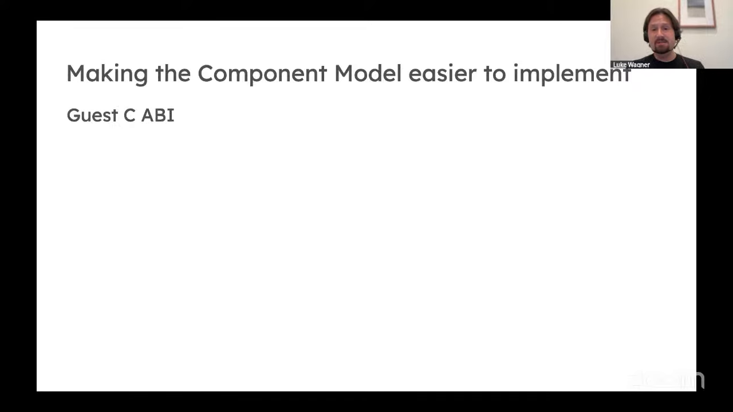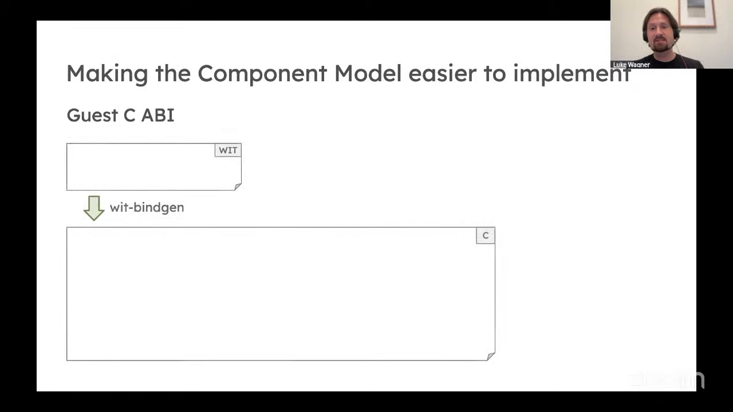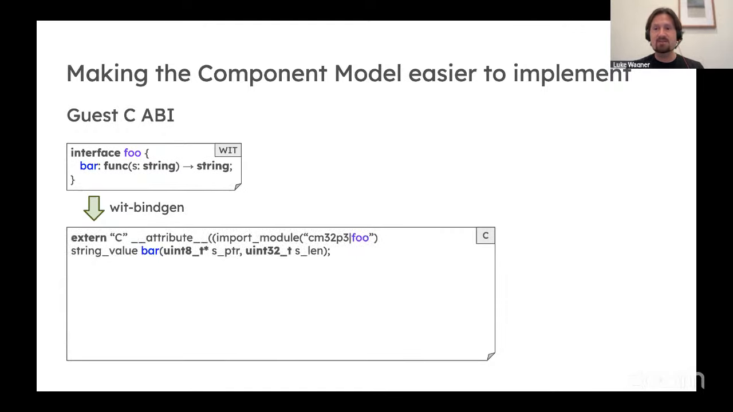So the idea here is to use wit-bindgen to compile WITs into C header files that exactly match the component model ABI. For example, if I have an interface foo containing a function bar, this would turn into an extern C function declaration that uses Clang attributes to mangle the interface name foo along with a version and the choice of wasm32 into the import name of the function bar. And then following the ABI, the WIT string parameter s would be decomposed into a UTF-8 pointer and length parameter, which are then both compiled down to core WASM i32 parameters.